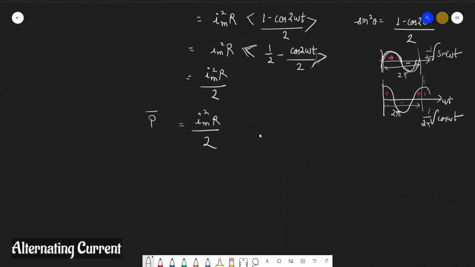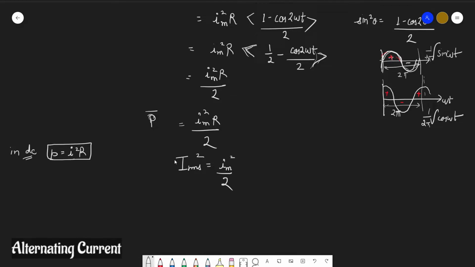Now, you know that in DC, P is equal to I square R. I told you that the significance of the RMS values is to make the analysis of AC equivalent to that of a DC circuit. So if you compare, R is common in both expressions, and I square and Im square by 2 are equivalent. Suppose I consider this as Irms square, Im square by 2.